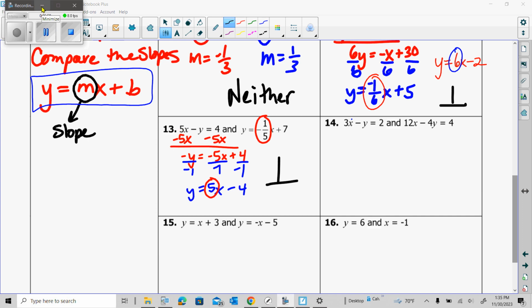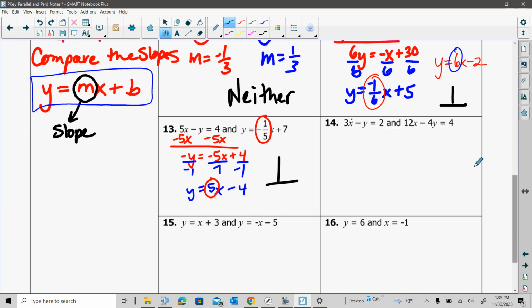Also, let me address one more hint on number 16. Since this is not in slope-intercept form, it's just y equals 6. Anytime it's y equals a number, that means it's a horizontal line, which means the slope is 0. Here we have x equals a number, x equals -1. Anytime it's x equals a number, that means it's a vertical line, which means the slope is undefined.